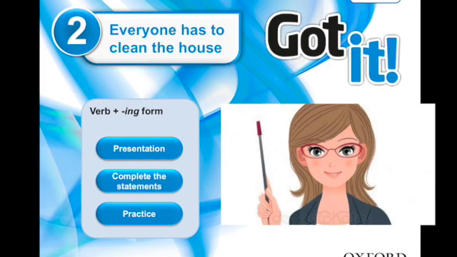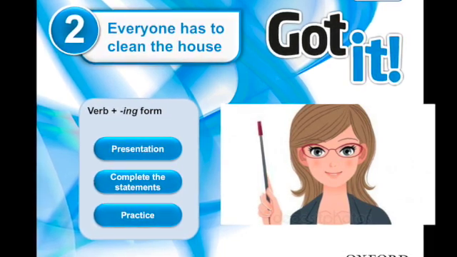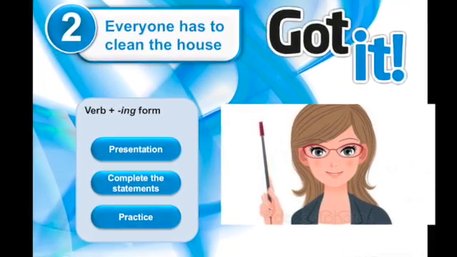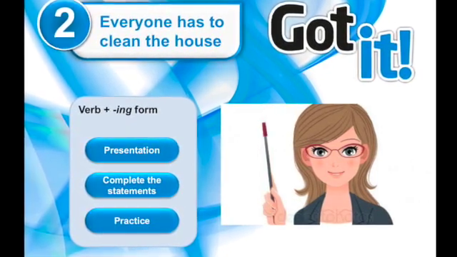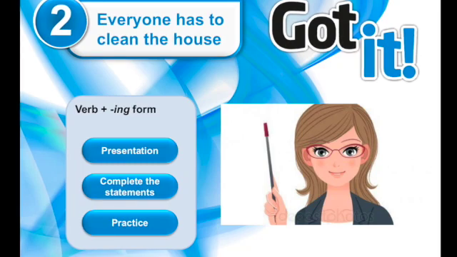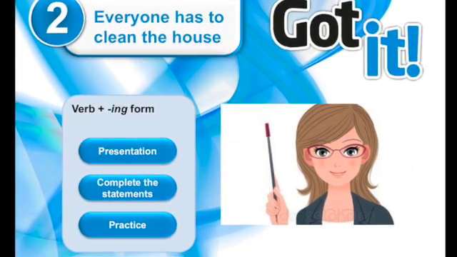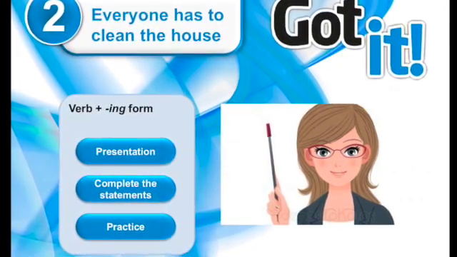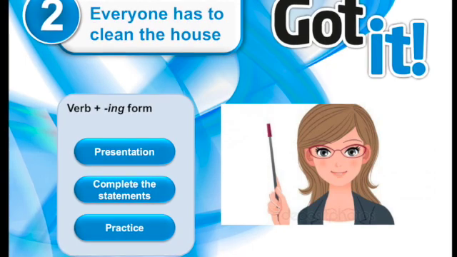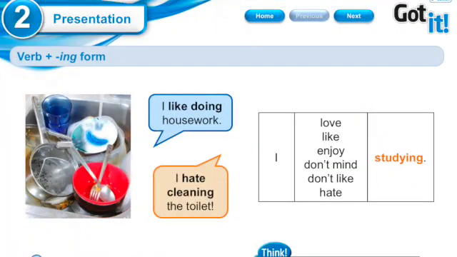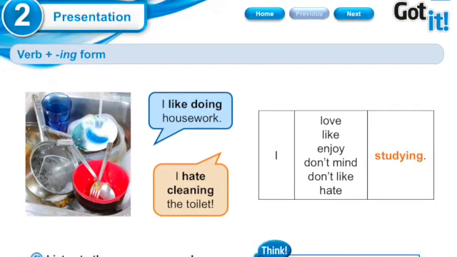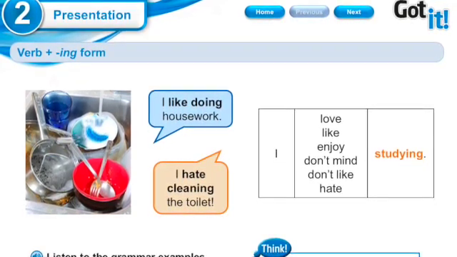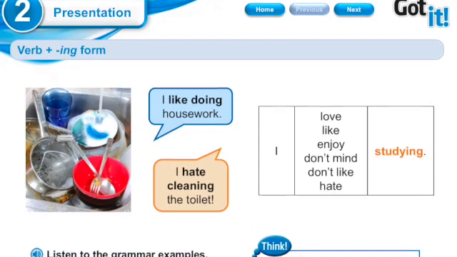Seguimos trabajando con el gerund, pero esta vez seguido del verbo. Entonces, we use the ing form of the verb after a verb of preference, such as love, like, enjoy, prefer, don't mind, don't like, and hate. Let's check some examples. I like doing housework. I hate cleaning the toilet.